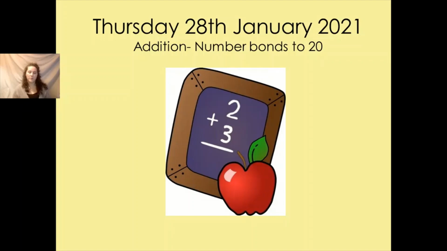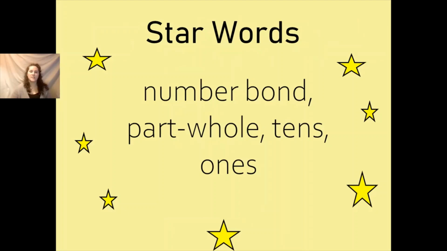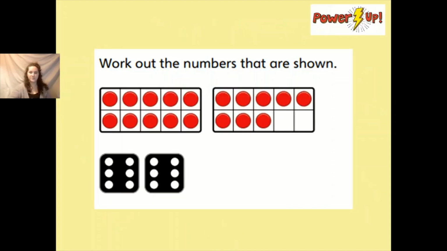Now if you remember, the word number bonds means two numbers that add together to make another number, and today all those numbers are going to add together to make 20. Let's look at those star words. Our star words today are number bond, that's what I've just explained, part whole, tens and ones. So let's see how many of those you can use today.